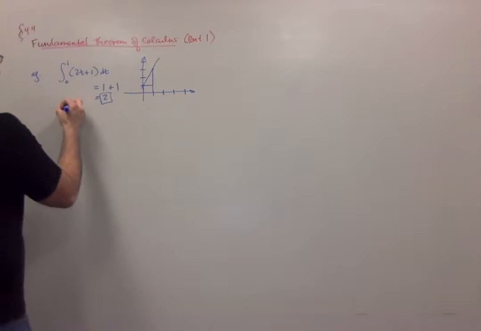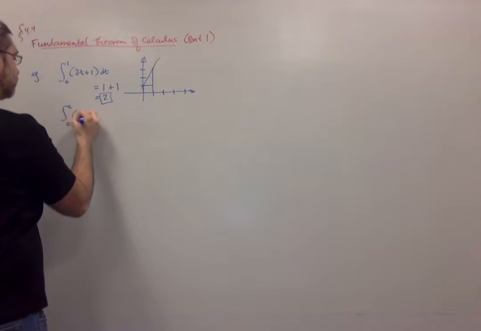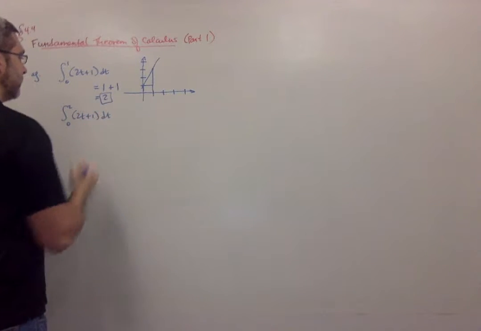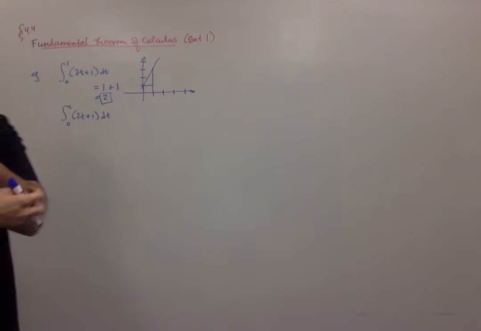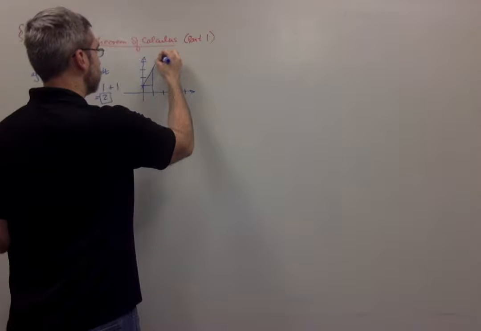So now I'm going to say, okay, well, instead of wanting the area from 0 to 1, I want the area from 0 to 2. And you say, okay, no problem. I got this. So instead of going from 0 to 1, we're going to go from 0 to 2.